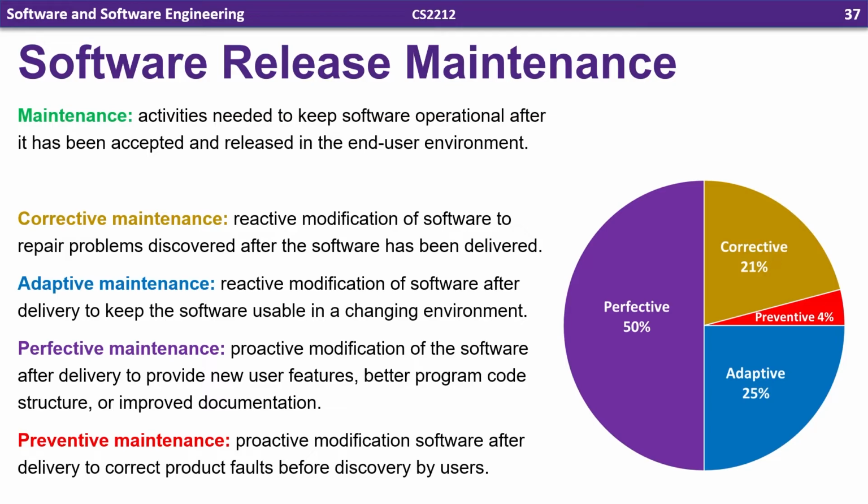The first is corrective maintenance, and this is reactive modification of software to repair problems discovered after the software has been delivered. Next is adaptive maintenance. This is reactive modification of software after delivery to keep the software usable in a changing environment. Next is perfective maintenance. This is proactive modification of the software after delivery to provide new user features, better program code structure, or improved documentation.